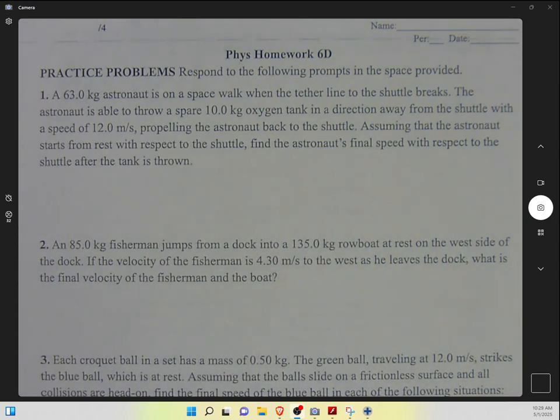Alrighty, let's take a look at number one here. So a 63.0 kilogram astronaut is on a spacewalk when the tether line to the shuttle breaks.